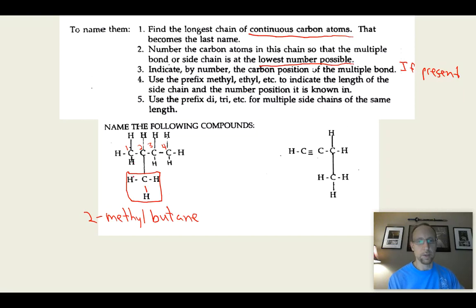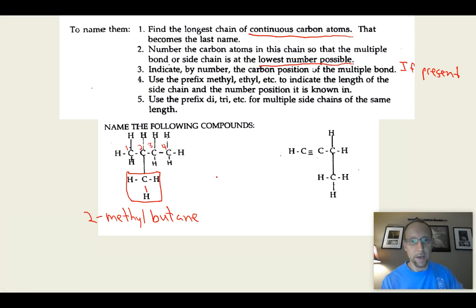So this would be called 2-methylbutane. There's a 1-carbon branch on the second carbon of our main chain, all right? So remember, we want to always start from the end that gives it the lowest possible number. So it's 2-methylbutane. There's no such thing as 3-methylbutane, right?